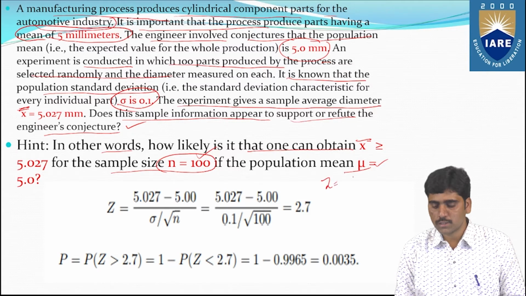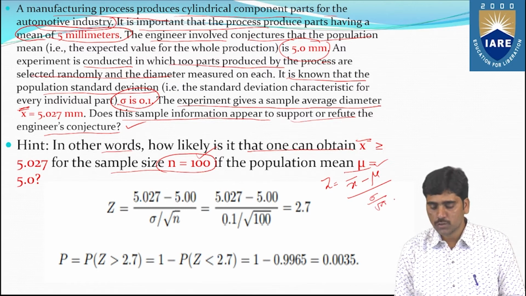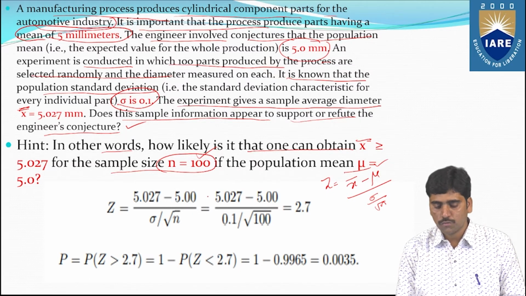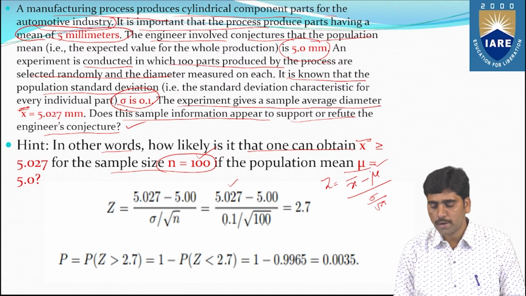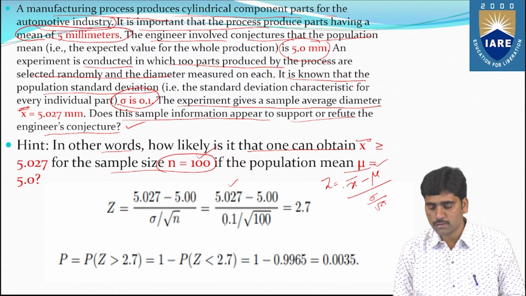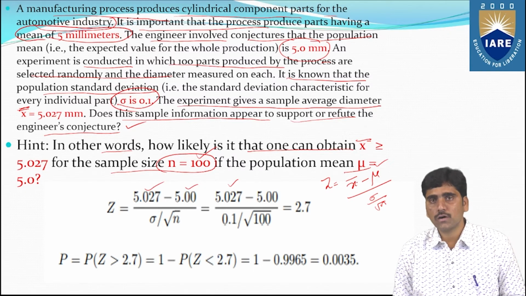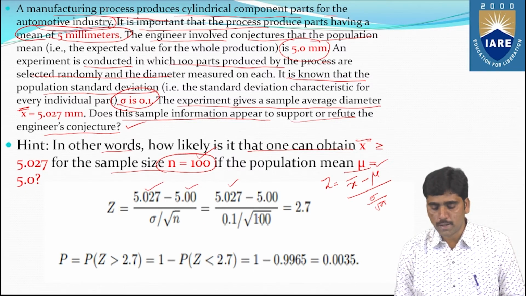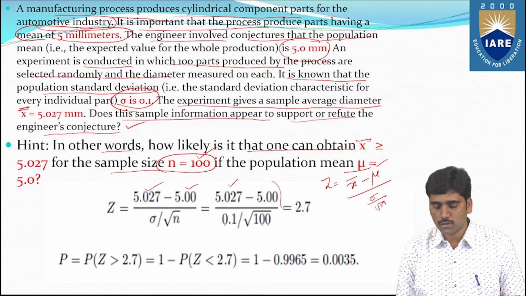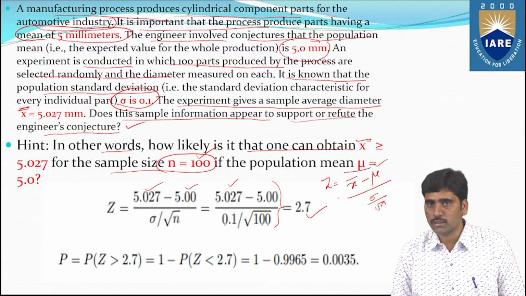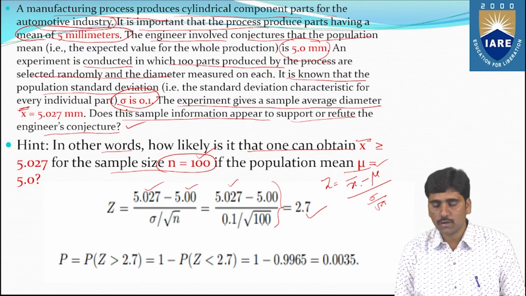So what is the formula? Z equals x bar minus mu by sigma by root n. So substitute all these values. X bar is 5.027 minus mu, which is 5.00, by sigma, which is 0.1, by root n, where n is 100, so root 100. By simplifying all these values, we will get 2.7.